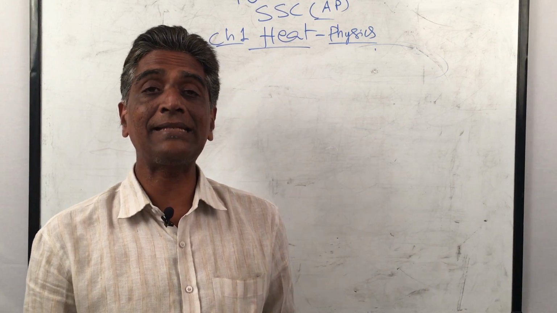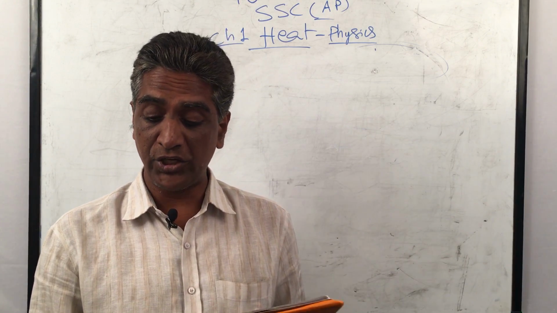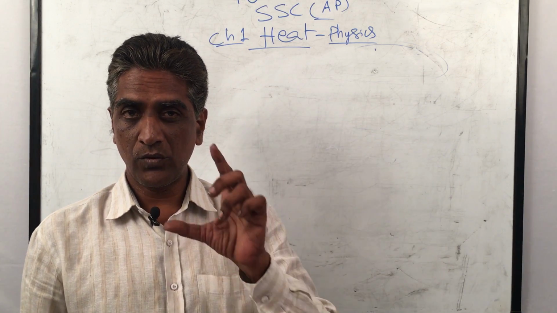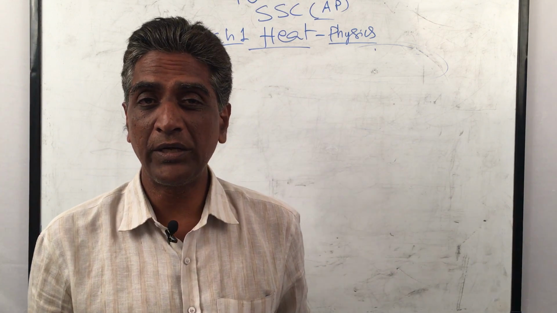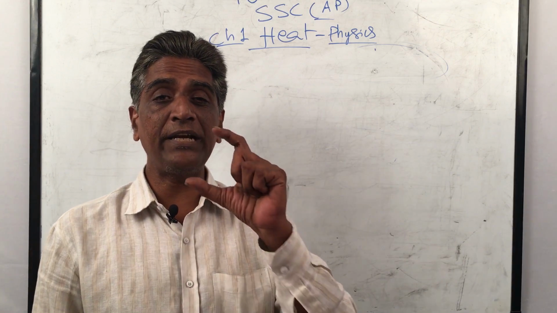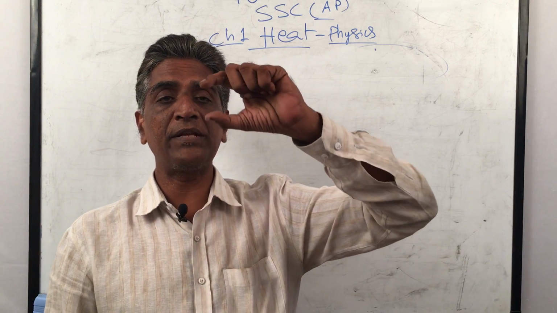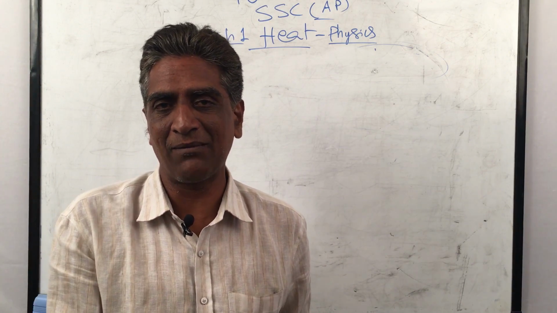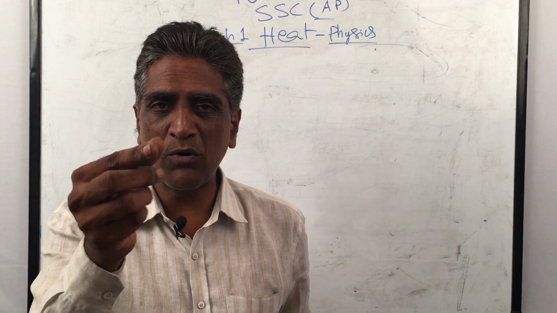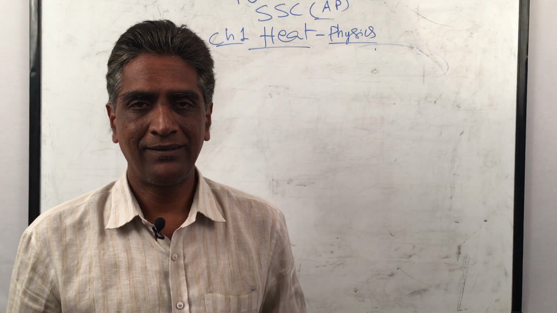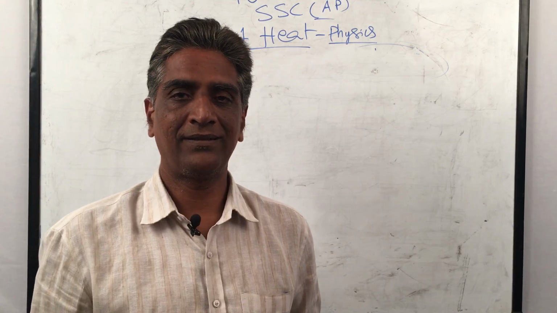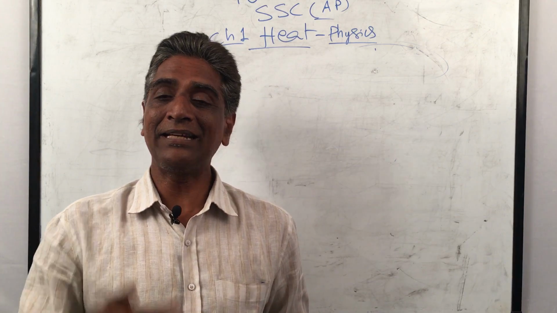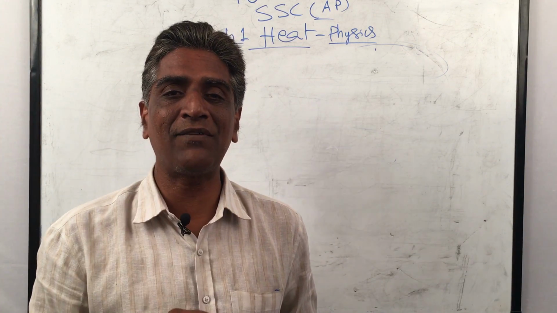The SI unit of heat is joule, J, and the CGS unit is calorie. So, there is a unit of heat. We have to define something, right? I want to measure it, so I can't say this much heat. How much heat? We have to have a unit of heat. That unit is calorie. How much heat is 1 calorie?